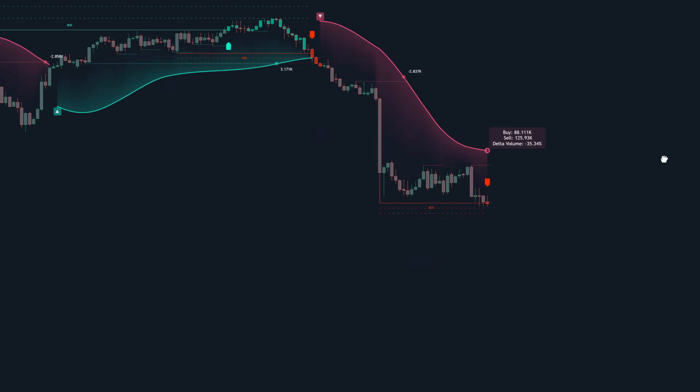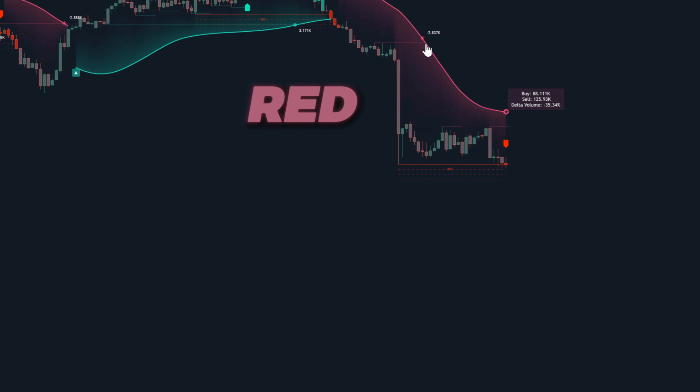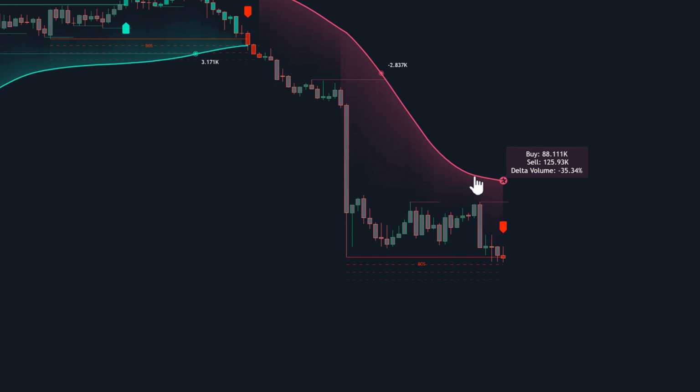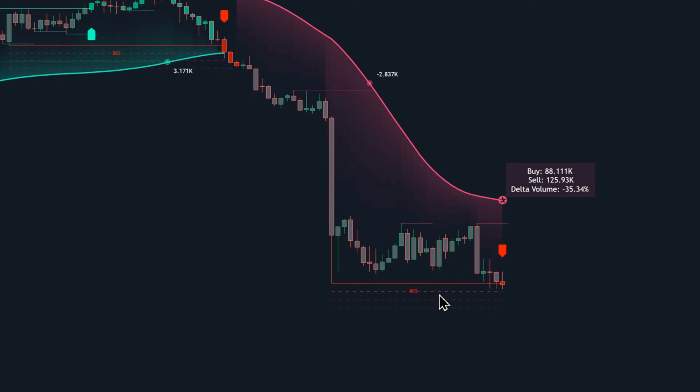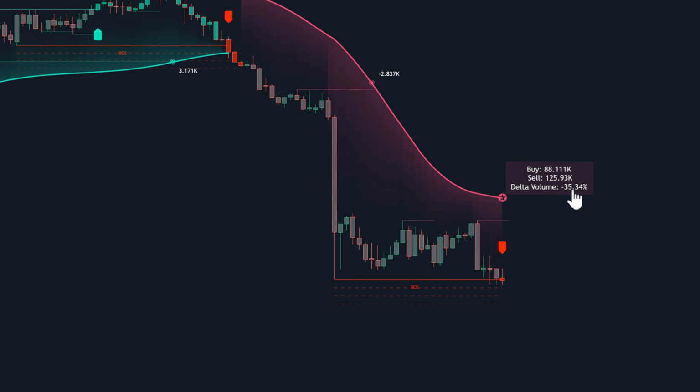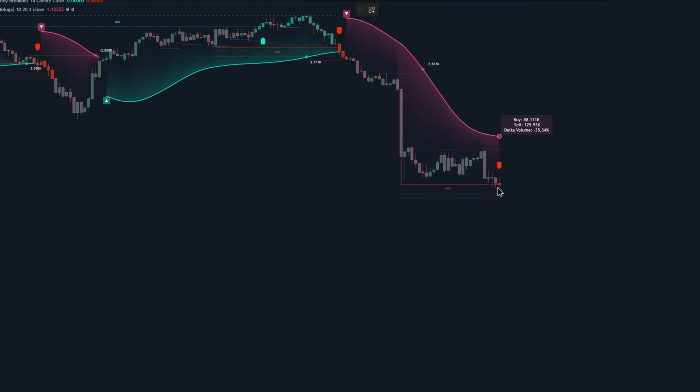You want to have the VIDYA ribbon be colored red with the price trading below it. And then you want to have a bearish BOS label along with a red downward arrow. Confirm that the delta volume is negative and at least minus 30%, and this number should be increasing towards the negative side. So the minimum is minus 30, it could also go to minus 40, minus 50, all the way to minus 200%.